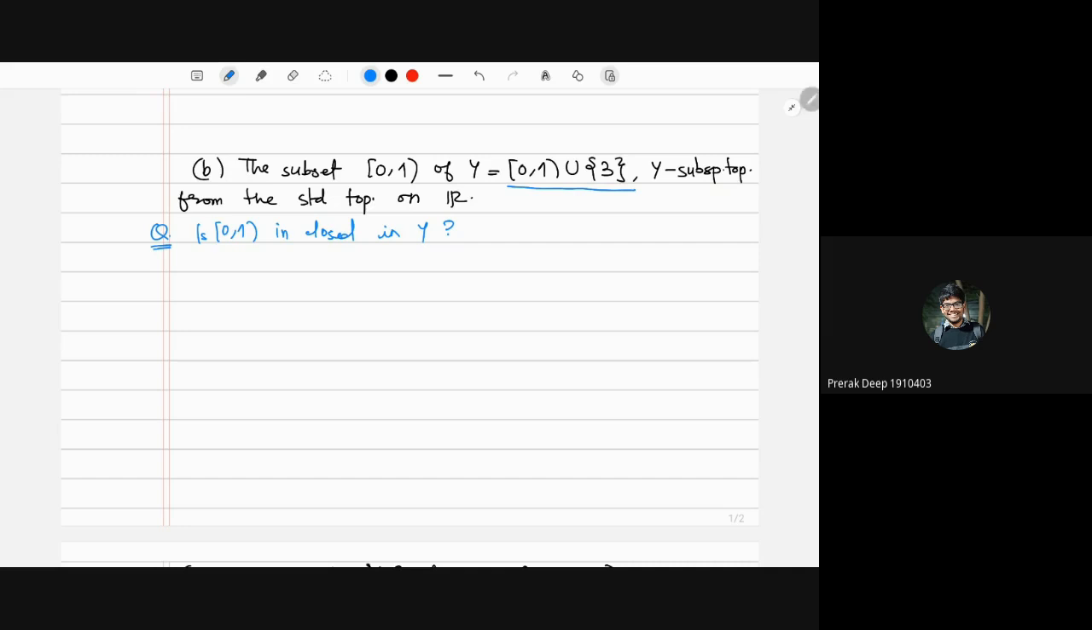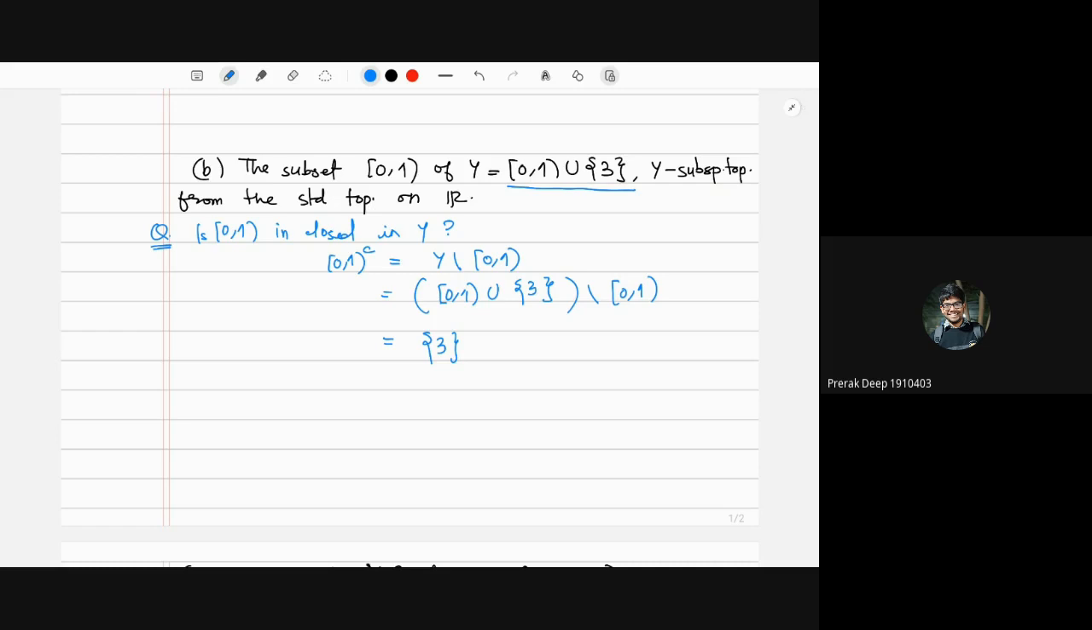Again, you need to check the complement of this in Y. So the complement of this subset in Y. Now what is Y? Y is this interval union with the singleton 3. So you remove this interval from this, and you will be left with 3. So the complement of this interval in Y is {3}.